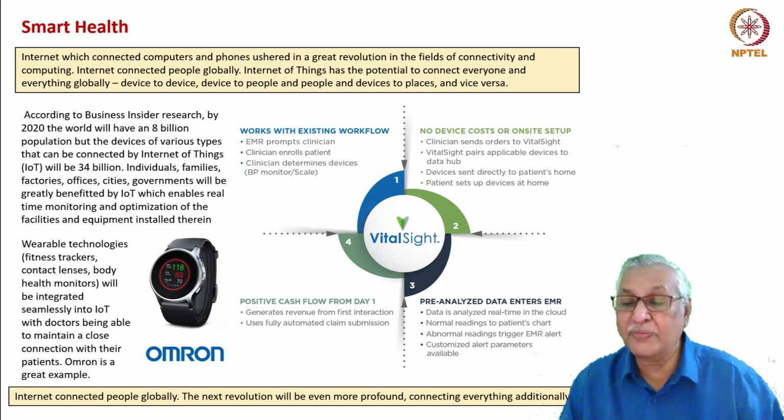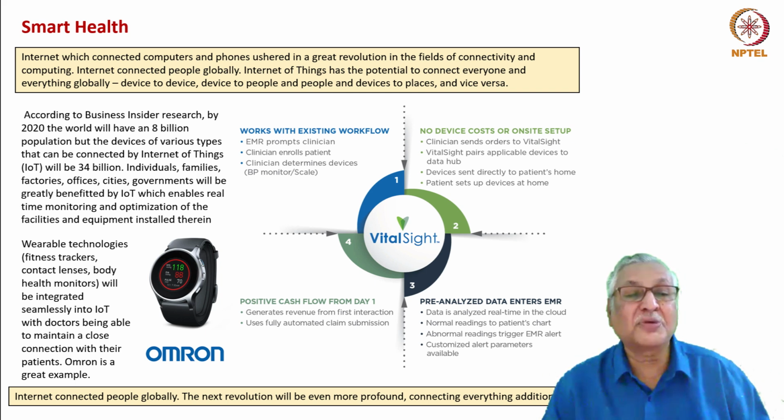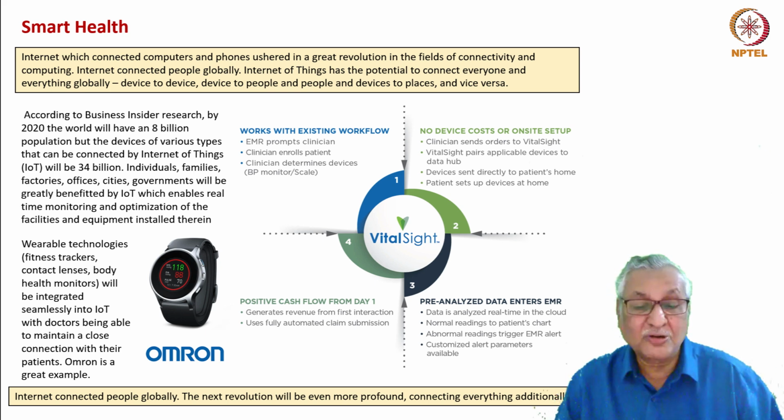Pre-analyzed data enters the EMR. Data is analyzed in real time in the cloud. Normal readings go to the patient's chart. Abnormal readings trigger an EMR alert. Customized alert parameters are made available. The 8 billion population of the world will have devices of various types that can be connected by Internet of Things, and that could be several billions over the population. And this is one example of how the Internet is going to transform health care. Internet connected people globally. The next evolution will be even more profound, connecting everything additionally.